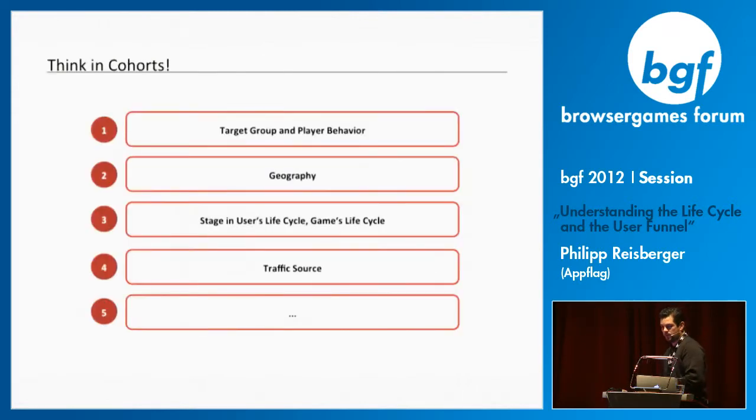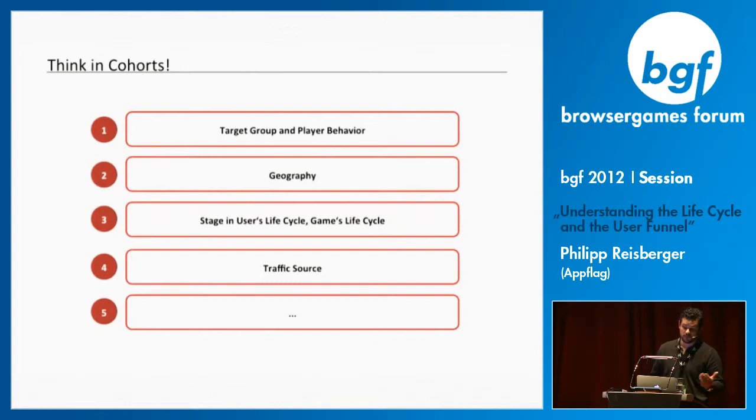Another very important aspect that I think the industry is just now understanding or trying to understand is cohorts. It basically goes down to the concept of segmenting. So think in segments, think in cohorts. The concept is very straightforward, but the application to the real world is a lot more complex. I mean, geography. A Turkish user behaves a lot different than a German user.